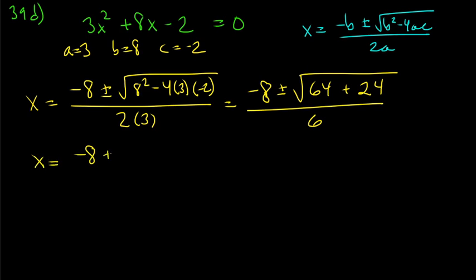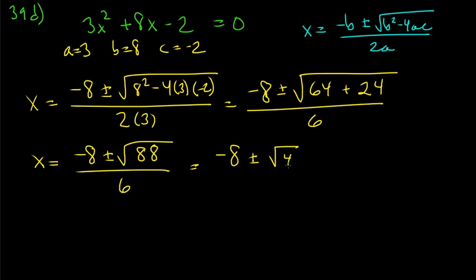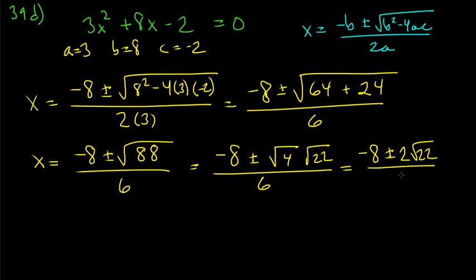So negative 8 plus or minus the square root of 88 all over 6. I think we can simplify that, right? 88 is 4 times 22. Right, so we're going to get the square root of 4, which is 2. So negative 8 plus or minus 2 square root of 22 over 6. So negative 8 over 6 plus or minus 2 square root of 22 over 6.